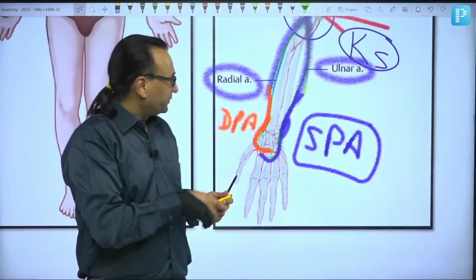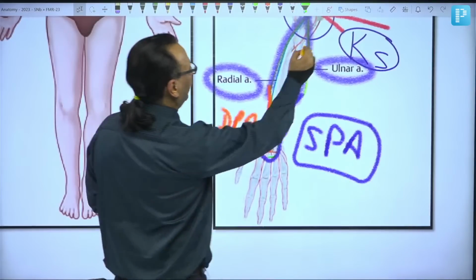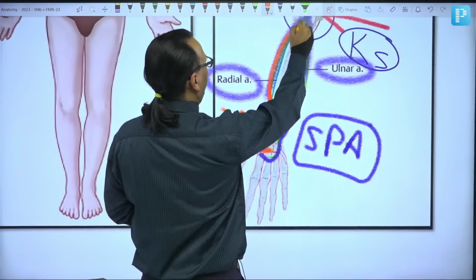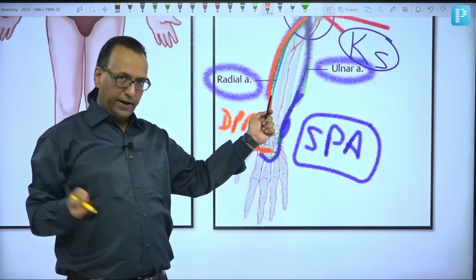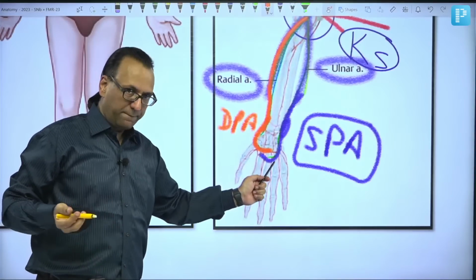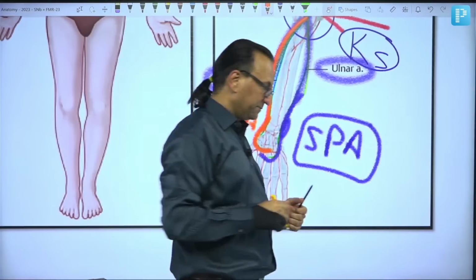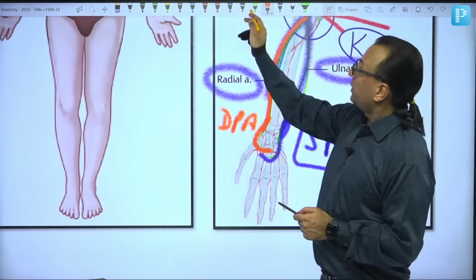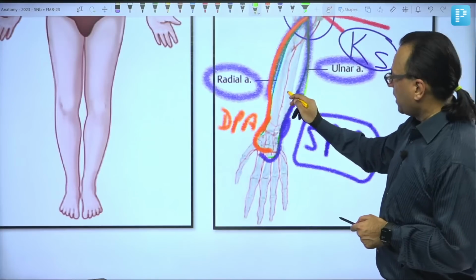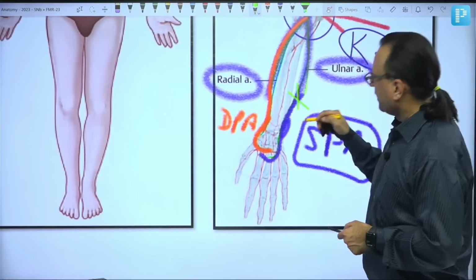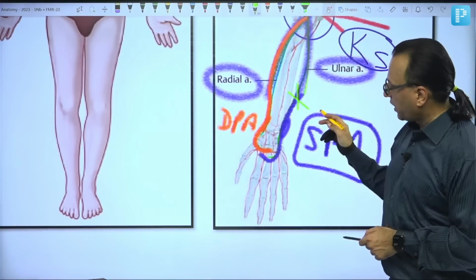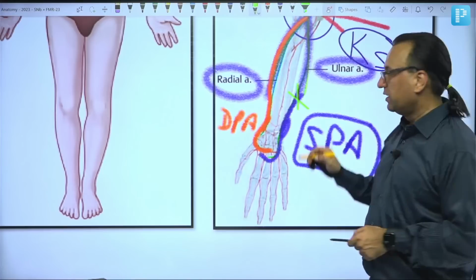As you can see, this is the radial artery. Radial artery, following the radius bone, forms the deep palmar arch in the palm, and ulnar artery forms the superficial palmar arch. If you want to check the patency of the ulnar artery, you do the Allen test.